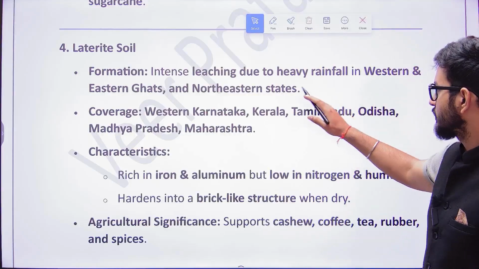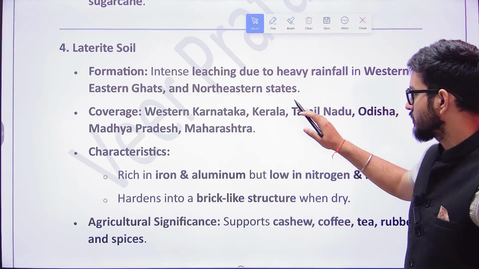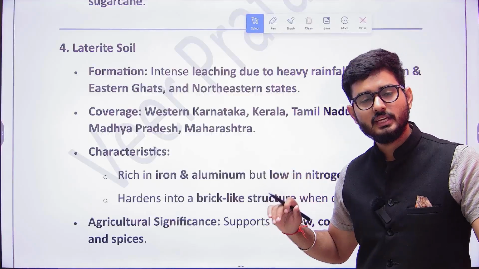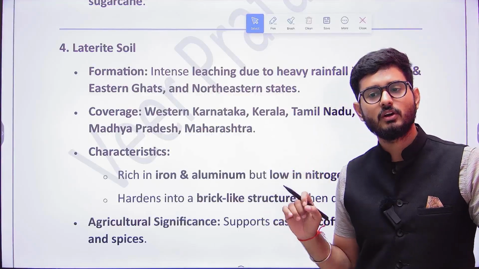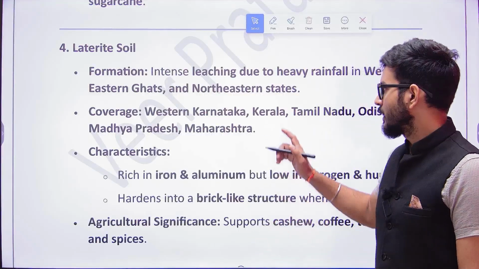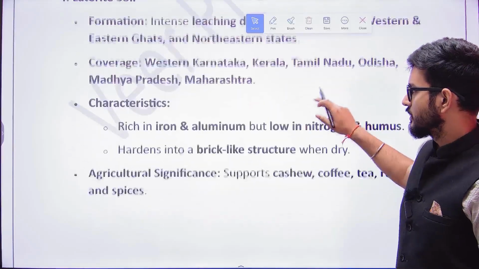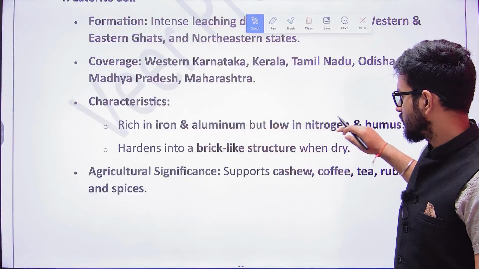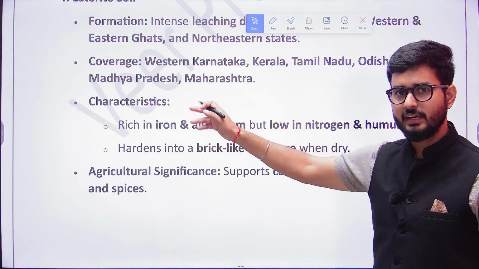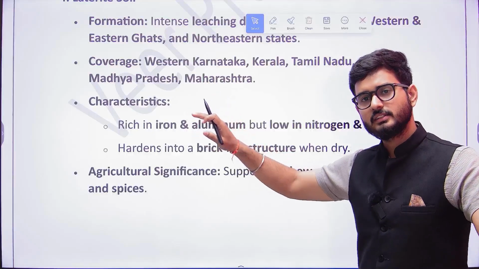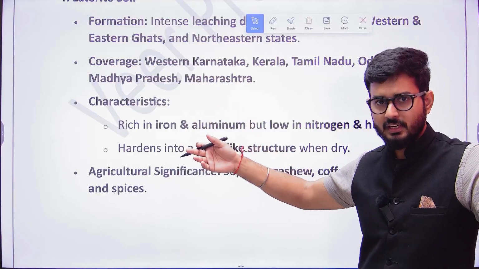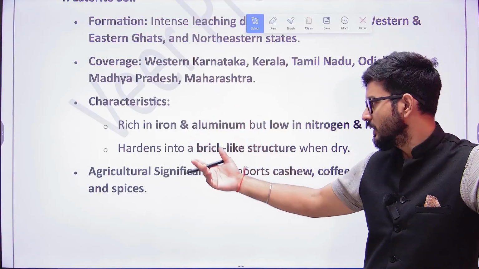Okay, and where is it found? It is found in the Western and Eastern Ghats and northeastern states. Why? Because a huge quantity of rain is generally there. These are the states. Okay, so you need to cut this out. Cut this statement and find which particular minerals this soil is rich in, and which minerals it is less in.